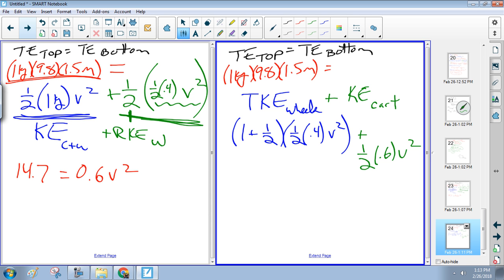Follow? Yeah, that makes sense. What you can't do is use 1 kilogram here, because then you'd be counting the kinetic energy of the wheels twice. Once here and once here. Yeah, that makes sense. Cool? Thank you. So basically it boils down to just figuring out what components have what type of energy and make sure you account for all of it.